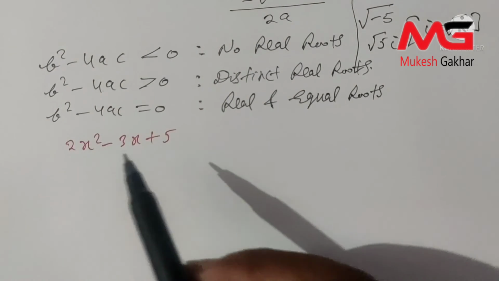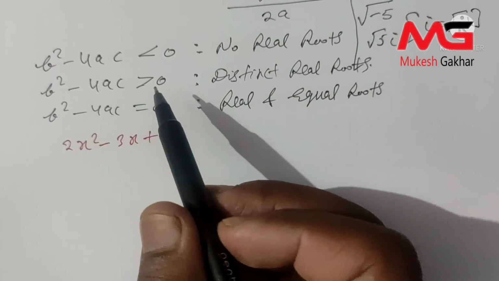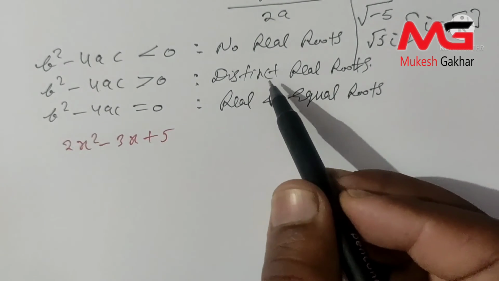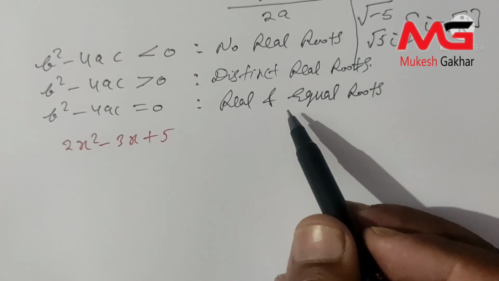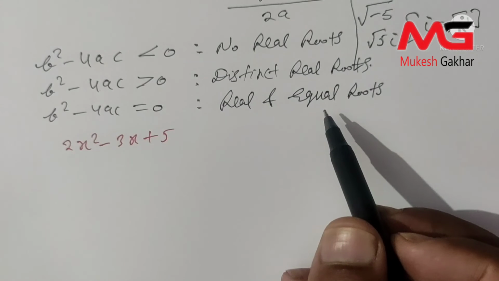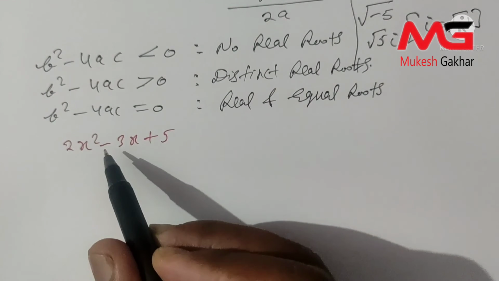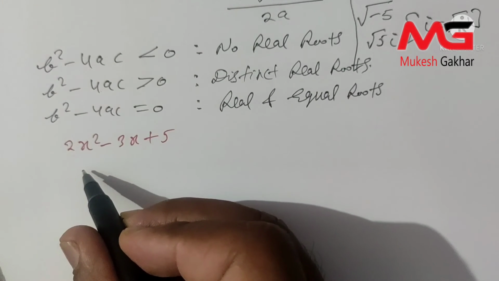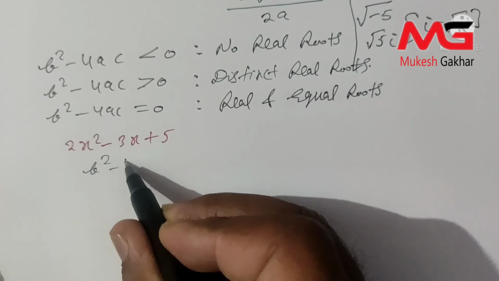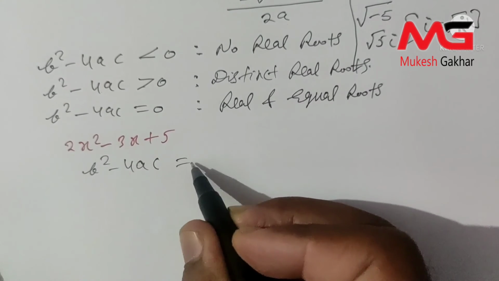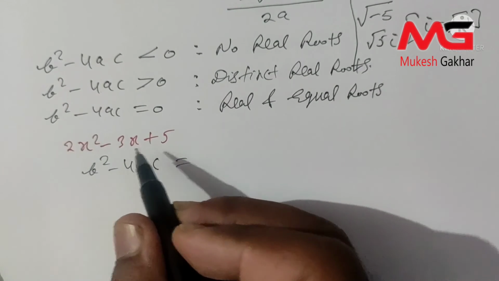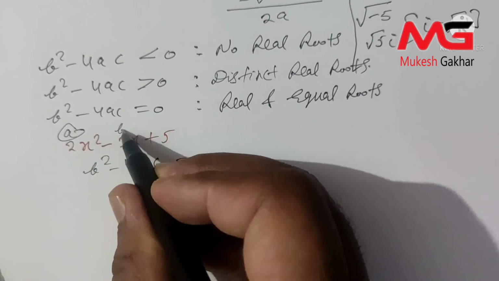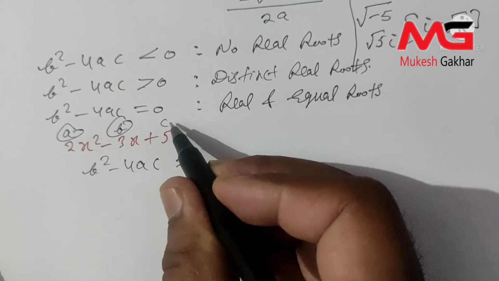Now we'll solve these three parts of nature of roots. First one was no real root, second distinct real root, and third is real and equal root. So I'll give you three examples. First one is this one, 2x square minus 3x plus 5. So you can put value here in b square minus 4ac. What is the value of a, b, and c? This one is value of a, this one is value of b, this one value of c.